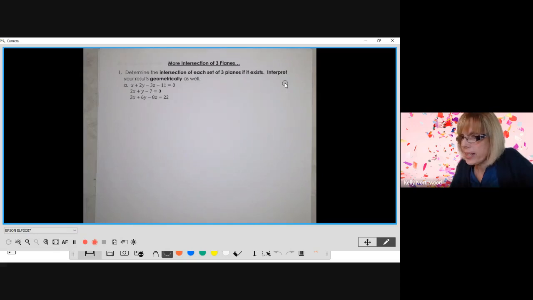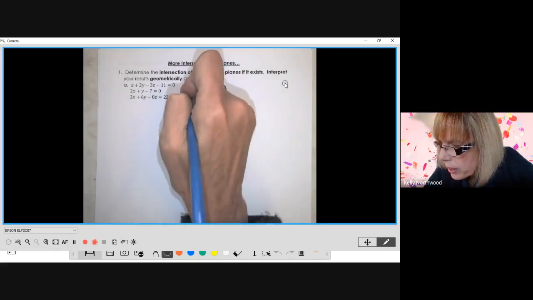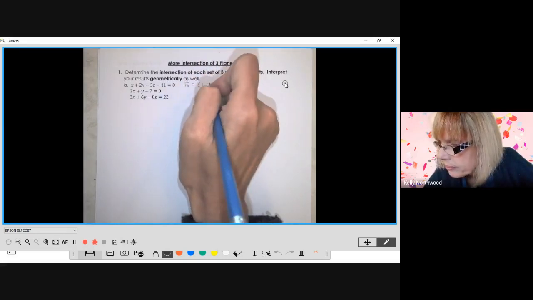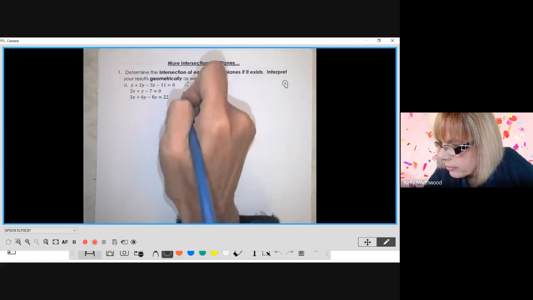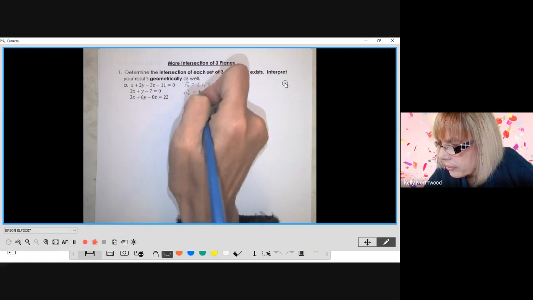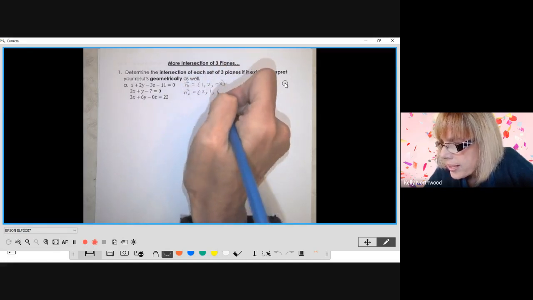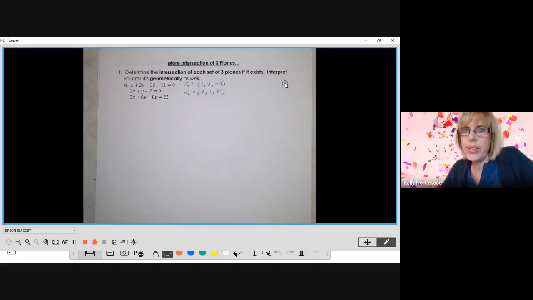Three planes, if it exists. Interpret your results geometrically as well. So 2, 1, 0 here, because there is no Z in the second one.